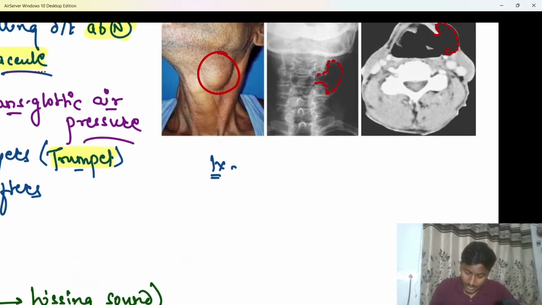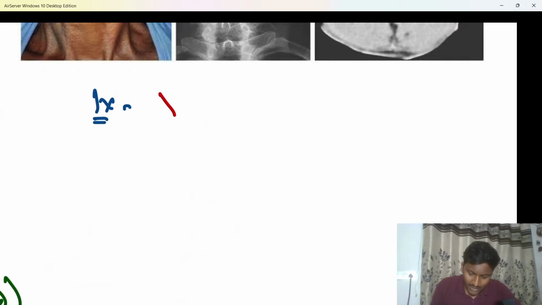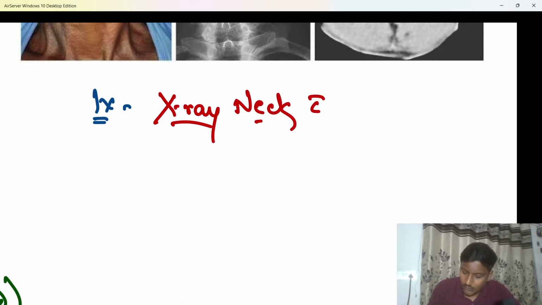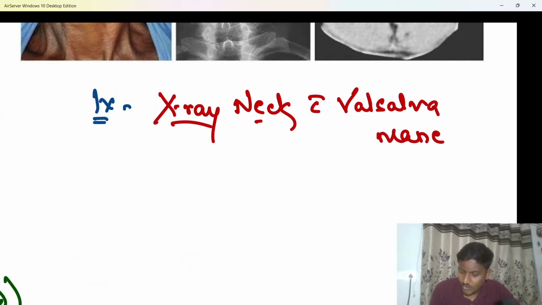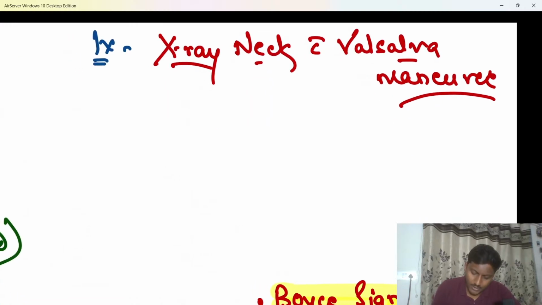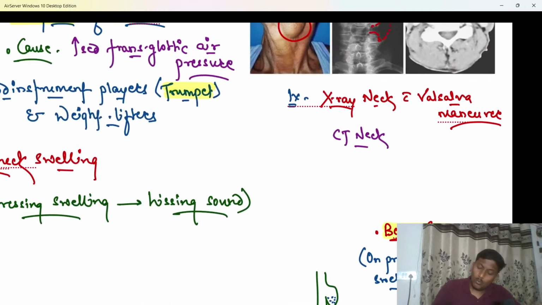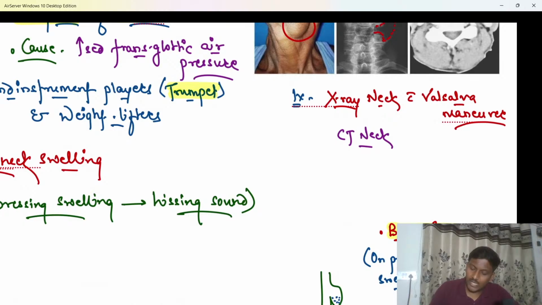ठीक है? Very good. So investigations में you have to ask the patient to undergo an X-ray neck with which kind of a maneuver? With the Valsalva maneuver beta. So X-ray neck with the Valsalva maneuver to make the saccule or the laryngocele much more prominent. And for a better investigation than X-ray, we always have a CT neck which will be done. Okay. Once the diagnosis has been done with the help of the X-ray neck beta or with the help of the CT neck, what is the treatment to be done in this condition?